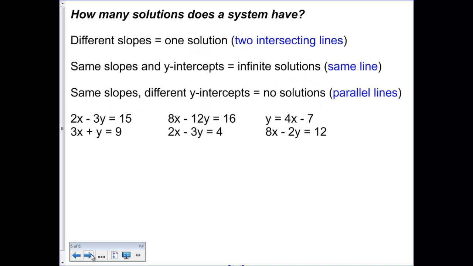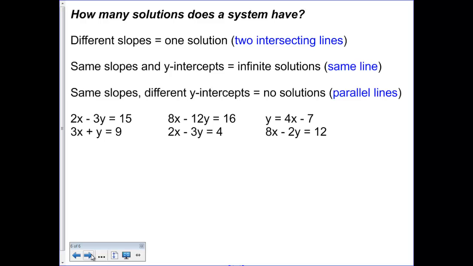The last thing we're going to look at here is how many solutions a system has. What we're talking about is a dependent, independent, or an inconsistent system. The way we tell is if we have two different slopes, you're guaranteed to have one solution. That means you have two intersecting lines. If you have the same slopes and y-intercepts, they're both the same line, which produces infinite solutions. However, if you have the same slopes but different y-intercepts, what you have are parallel lines, which creates no solutions.